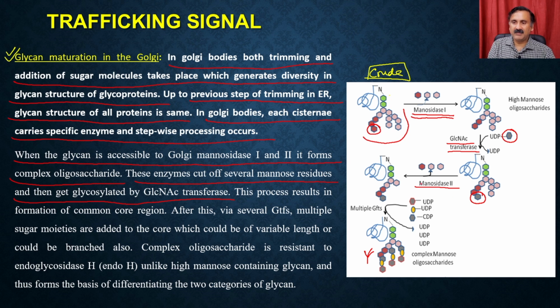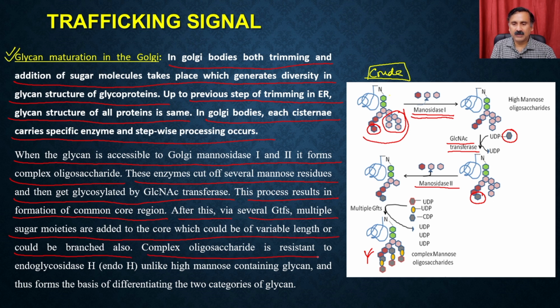The same is going to happen when the mannosidase 2 acts, and that's how it is going to remove these mannose residues, and again some more molecules of the glucosamine, N-acetyl glycan, and all other sugars are going to be replaced. This process results in the formation of a common core region. After this, several GTFs add multiple sugar moieties to the core, which could be of variable length or could be branched also.